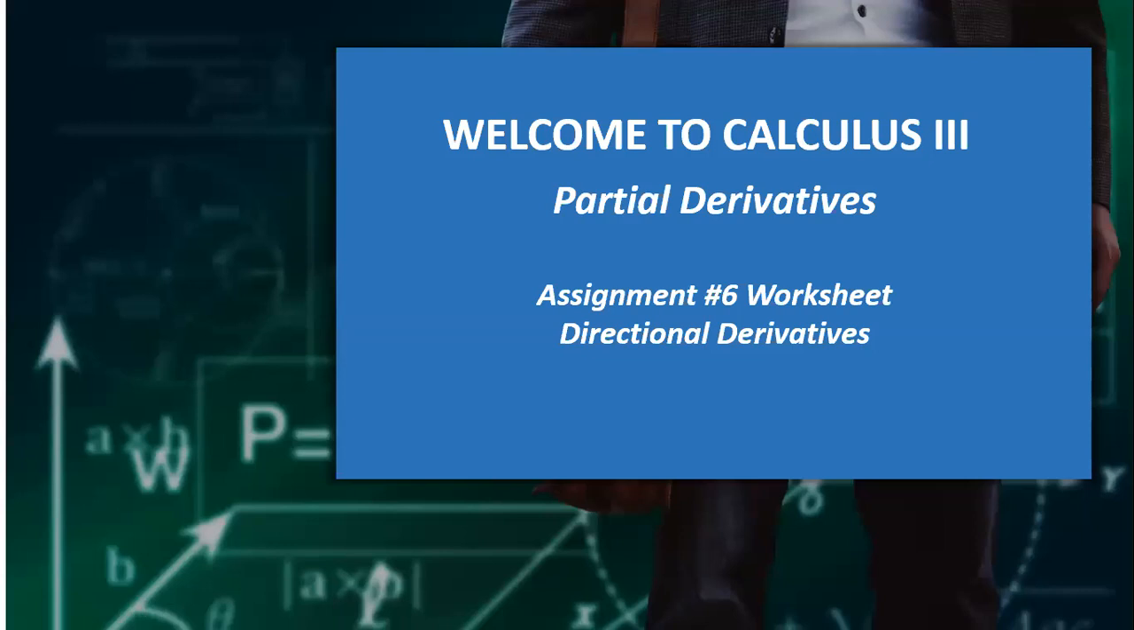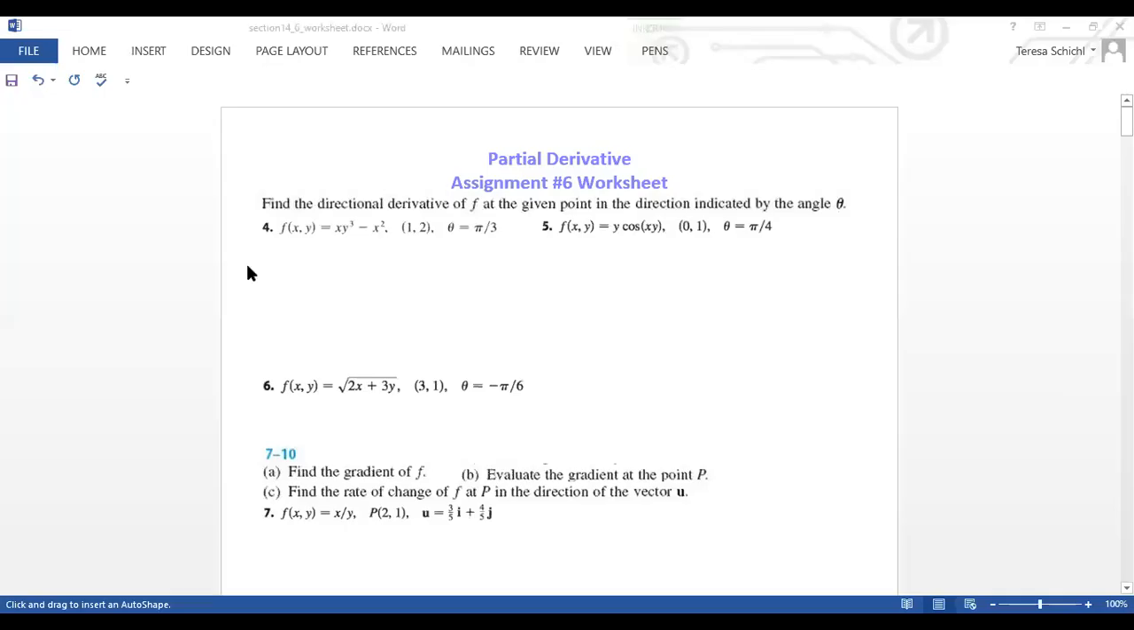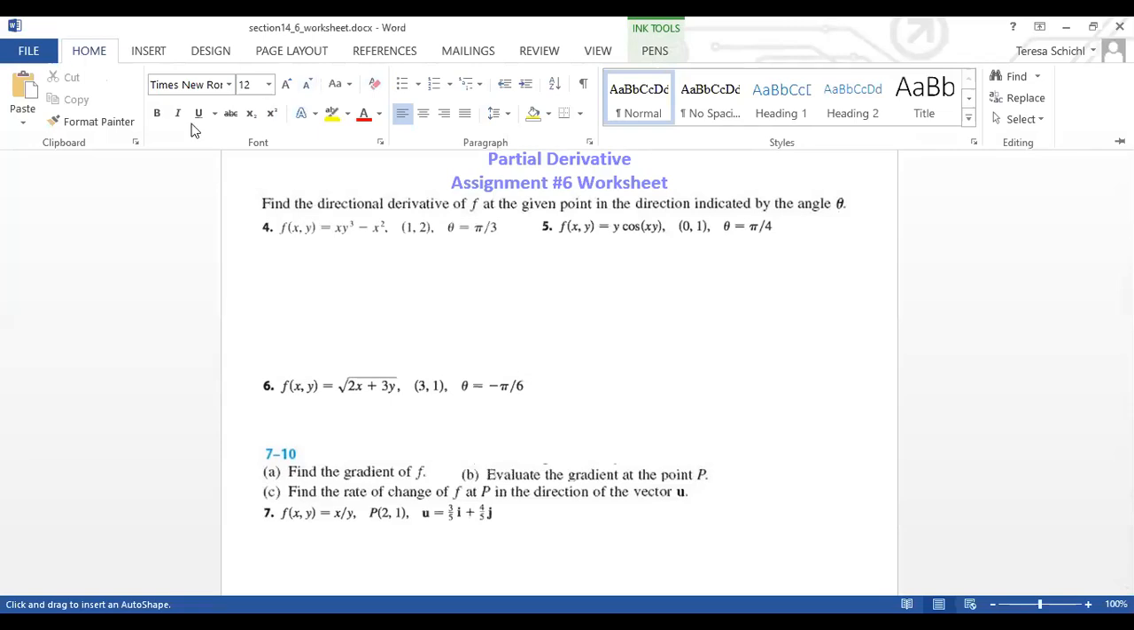And we are in this unit, the partial derivative unit. This is our assignment number 6 worksheets, and we are working on the directional derivatives. There are some very interesting problems in these sections. So let's go to our worksheets and start to practice some of the things we learned in section number 6 about the directional derivatives. I'm going to work several problems here to show you how to do some of those problems.